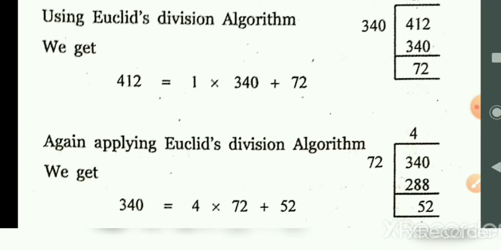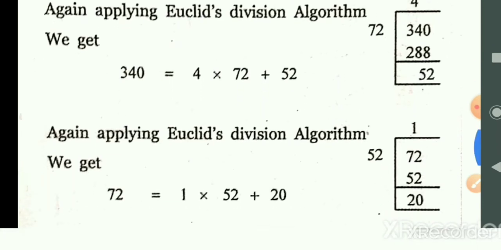So again applying Euclid's division algorithm. Then 340 is the dividend, 72 is the divisor. So we get 340 equals 4 into 72 plus 52. Here also the remainder is 52, and 52 is not equal to 0. Again applying, till we get the remainder 0.